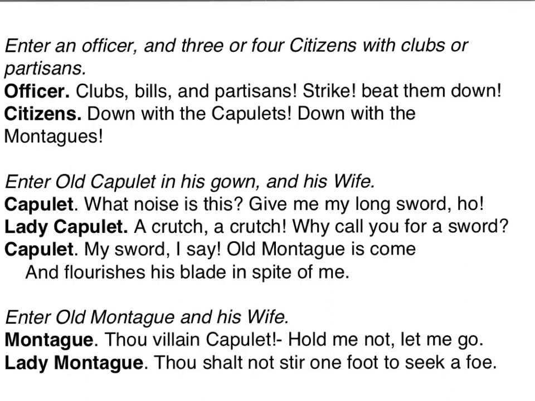Enter an officer and 3 or 4 citizens with clubs or partisans. Officer: Clubs, bills, and partisans, strike, beat them down. Citizens: Down with Capulets, down with the Montagues. Enter old Capulet, or Juliet's dad, in his gown and his wife. Capulet: What noise is this? Give me my long sword, ho. Lady Capulet: A crutch, why call you for a sword? Capulet: My sword, I say. Old Montague is come and flourishes his blade in spite of me. Enter old Montague, or Romeo's father, and his wife. Montague: Thou villain Capulet, hold me not and let me go. Lady Montague: Thou shalt not stir one foot to seek a foe.